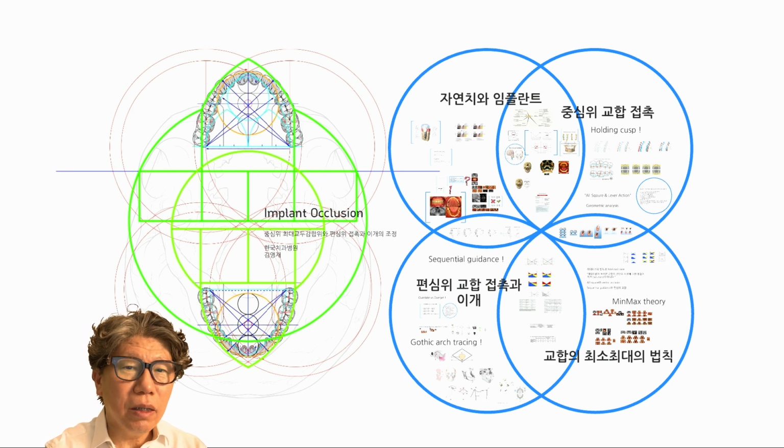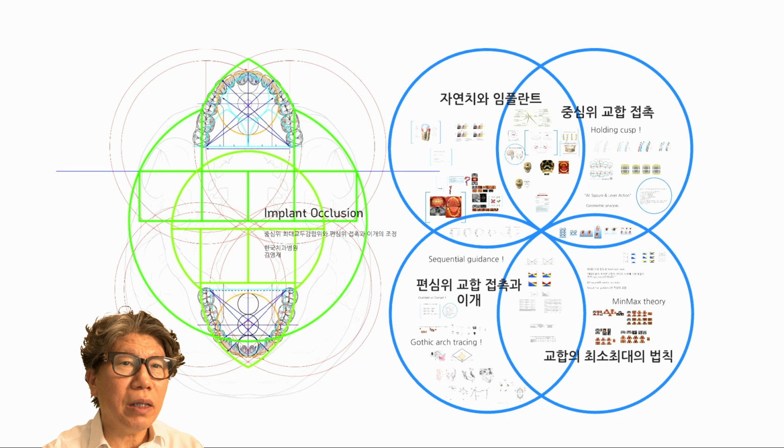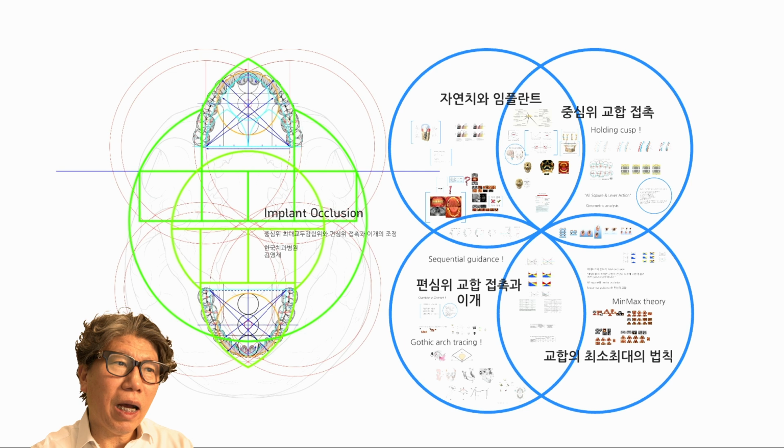online lecture. So today, I will discuss the differences in occlusion between natural teeth and implants, and centric occlusion contact if possible, and next time about eccentric occlusion contact and disclusion. Next, I plan to discuss the law of minimum and maximum occlusion in about 4 sessions.